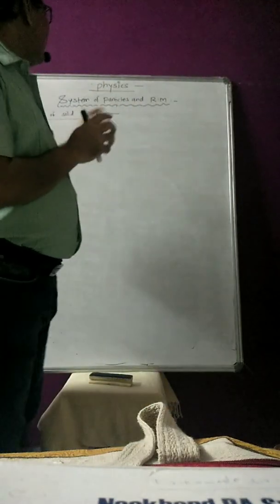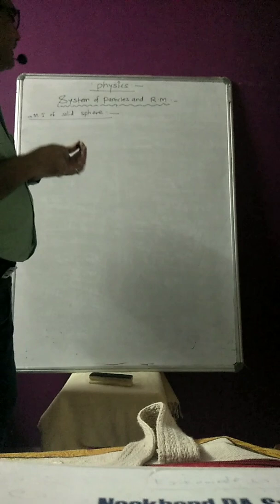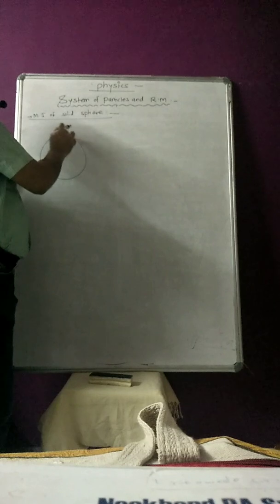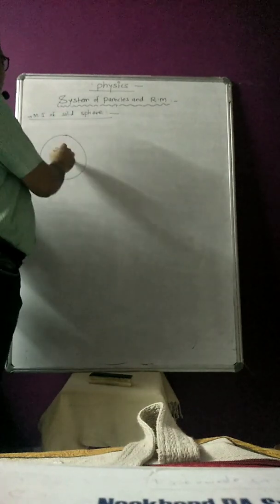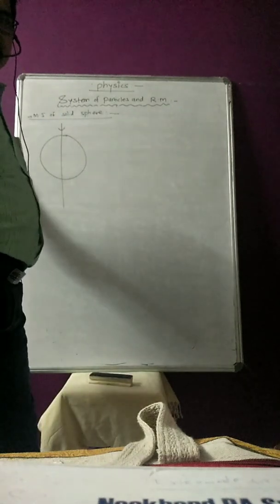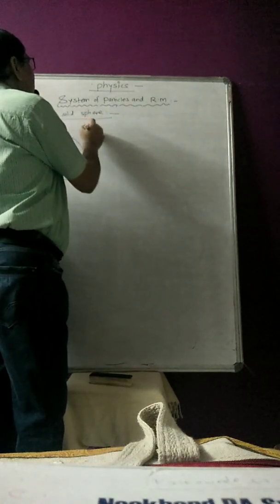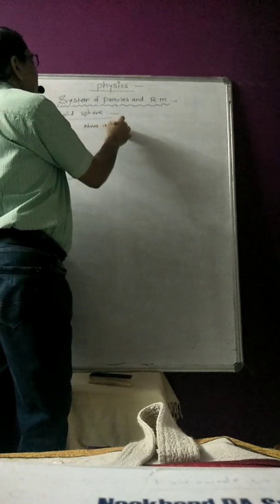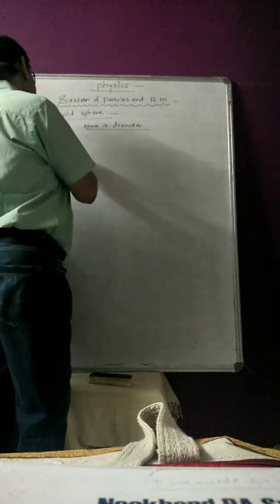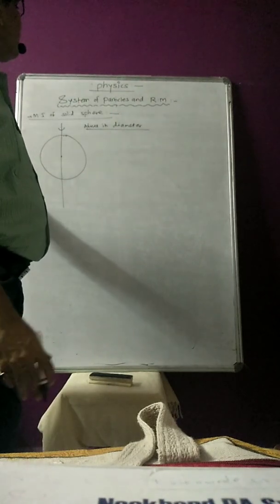Now the next point: we have to calculate the moment of inertia of a solid sphere. For the solid sphere we have only two moments of inertia. If this is the solid sphere and I want to find the moment of inertia about its diameter, or we can also consider about its center, passing through its center, that anything you can consider, or about its diameter.